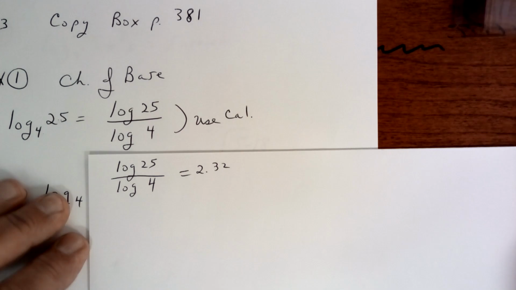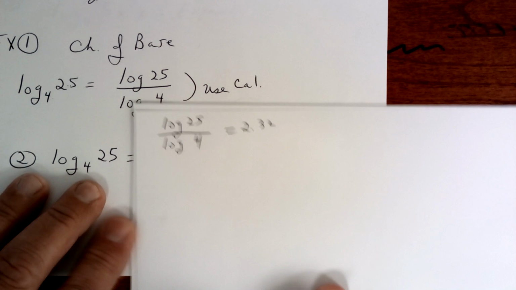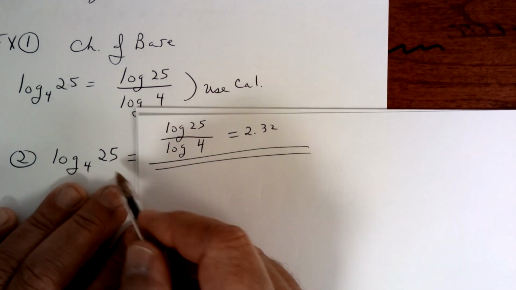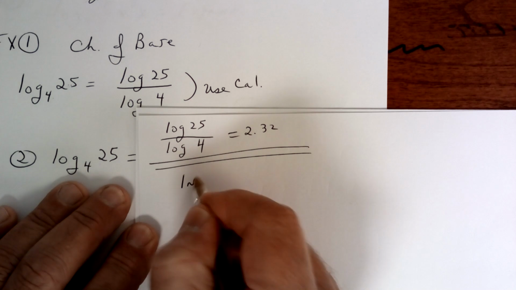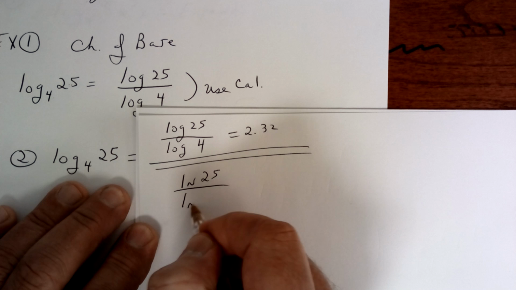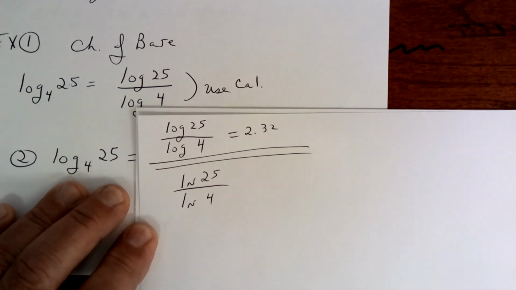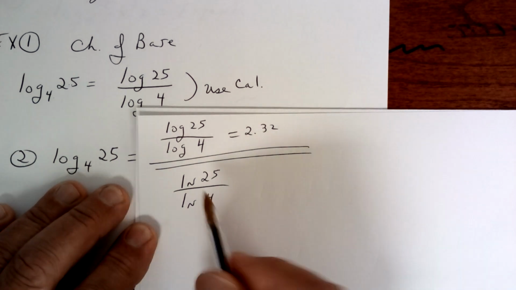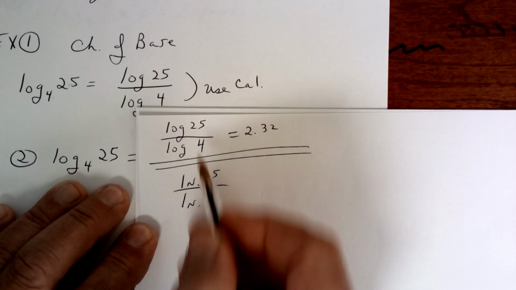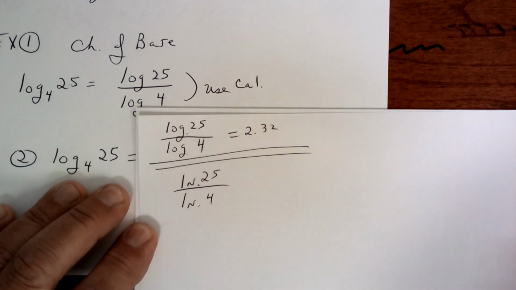This one right here, they want you to write it in natural logs. So you do it the same way. So here you're going to say the natural log of 25 divided by the natural log of 4. And this is called change of bases. Here the base is e. You could write it if you want. And here's the base of 10. All right, let's try it. We should get the same thing.